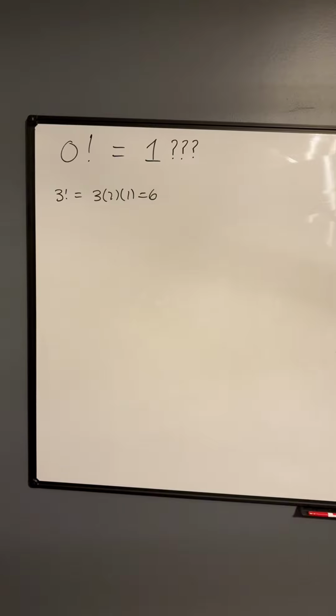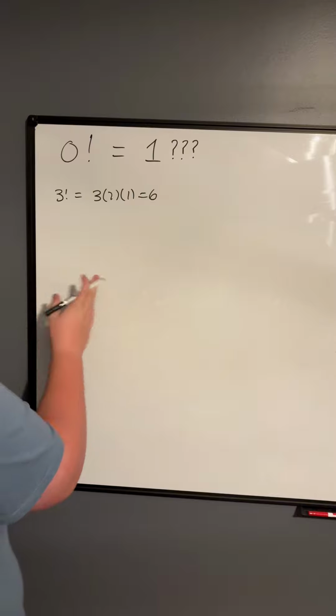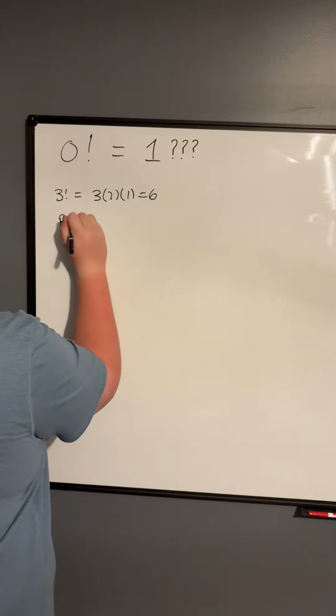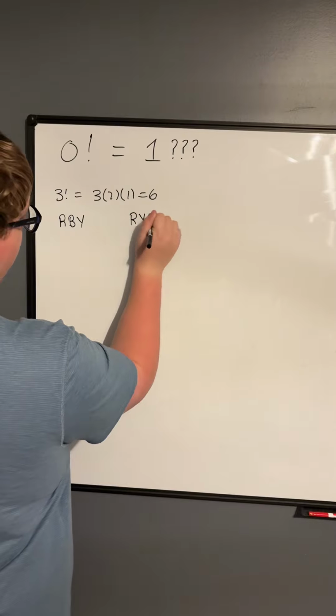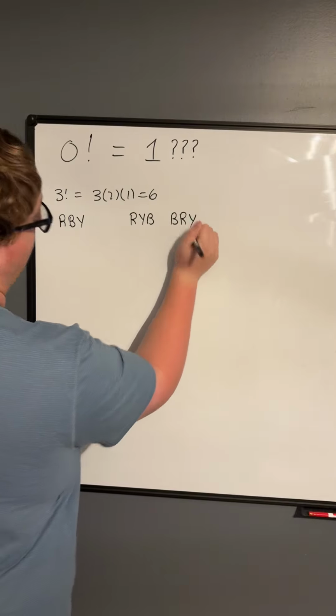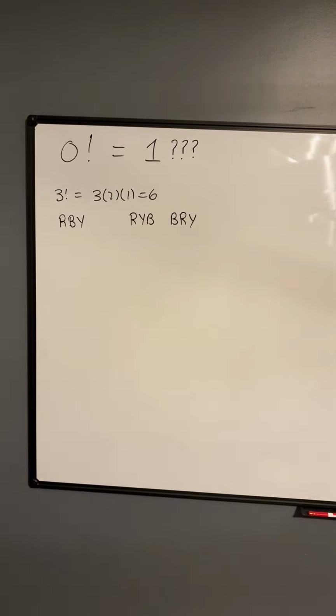So imagine if I had like 3 pieces of paper, one red, one blue, one yellow. Well, I could arrange those however I want. I could go red, blue, yellow, or red, yellow, blue, or blue, red, yellow. I have 6 different ways. If you wrote them all out, there would be 6 different ways to do that.